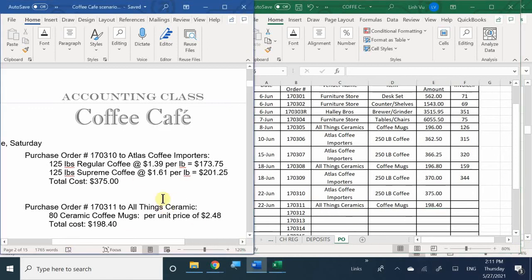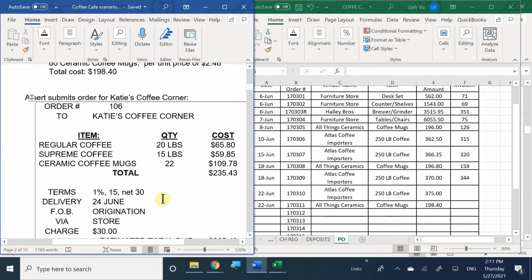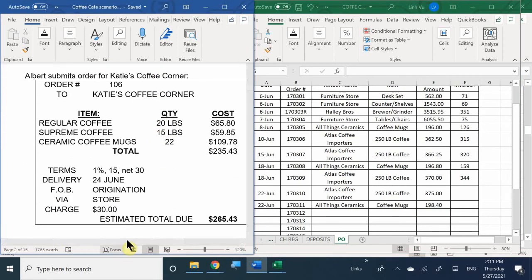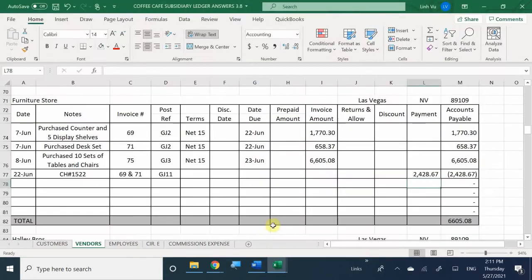So, might as well do this one too. Albert Smith's an order to Kitty's Coffee Corner. All right. He's out doing his job. We love it. So this is just an order. Okay, so we're not going to journalize it in the general journal yet, but what we will do is go over to his commissions and put this information in just so that we have it.